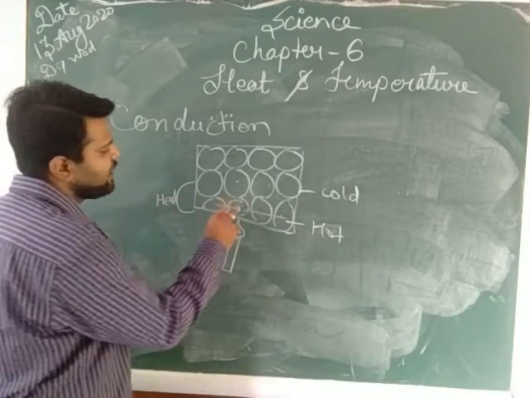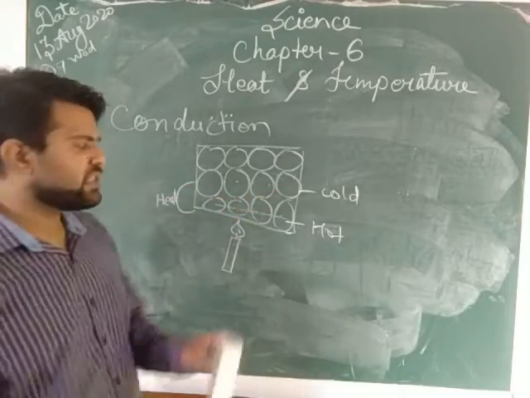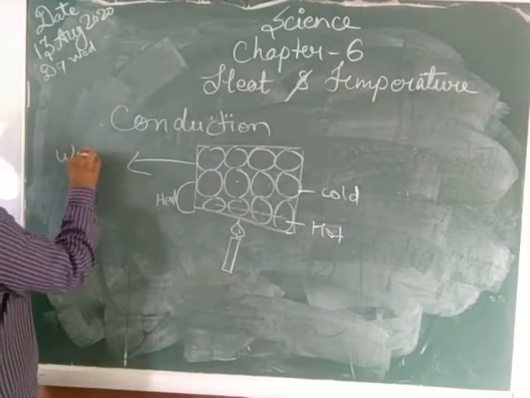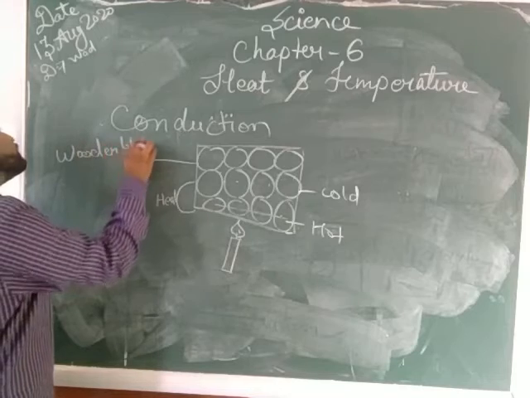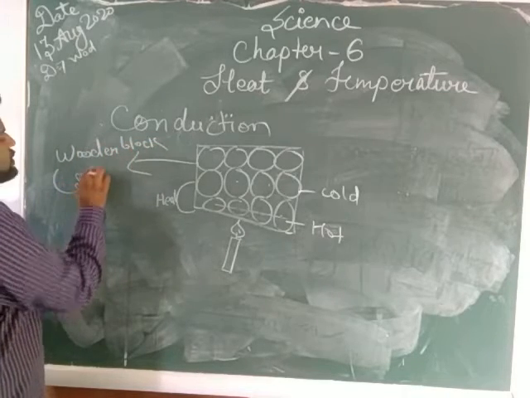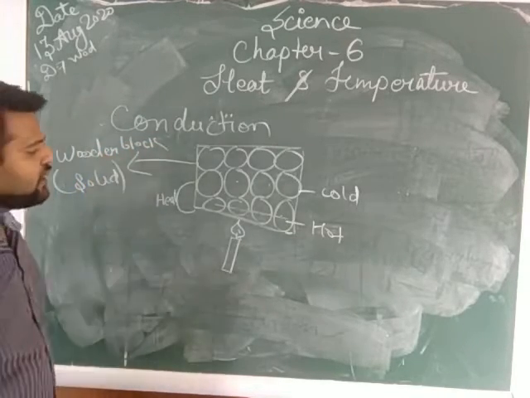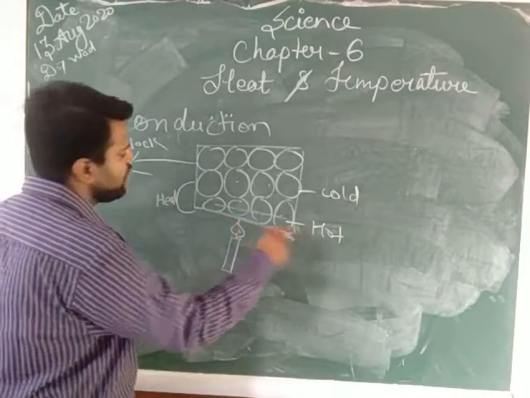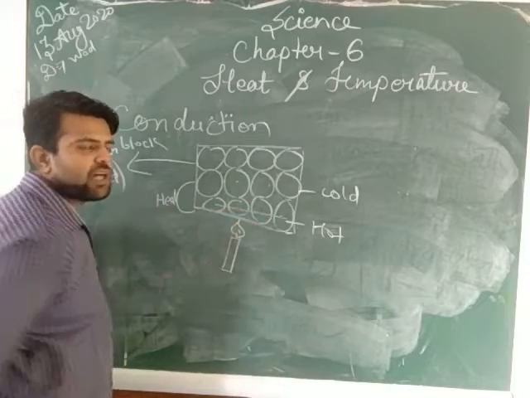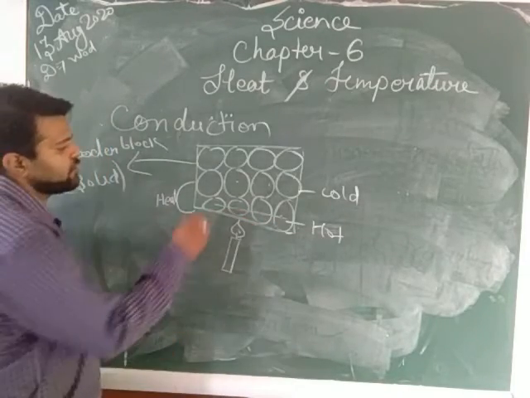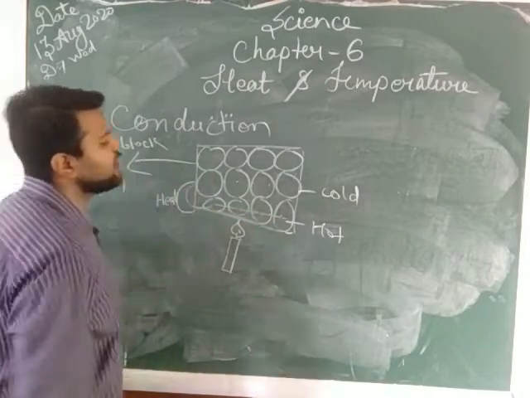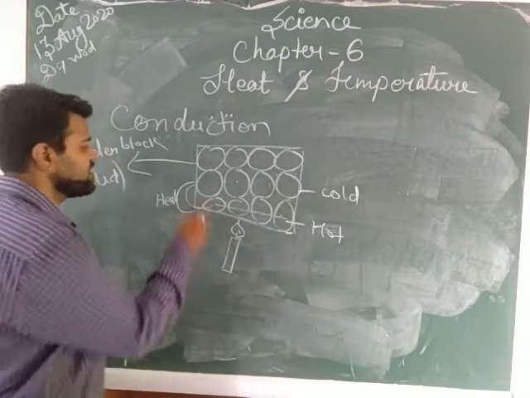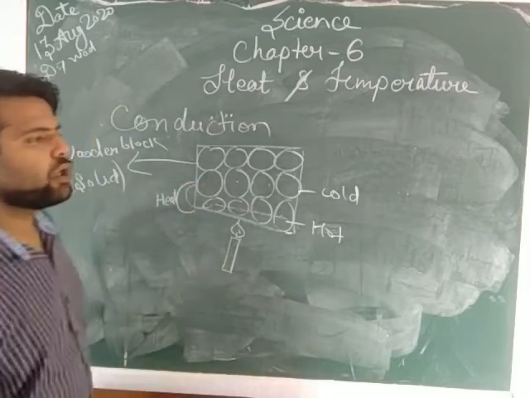As these are in contact with each other, this is a solid particle, a wooden block, which means wood is a solid. So whenever we keep a candle here and provide heat to the downside molecules, after some time heat will move from hot body to cold body. This is the property of heat: the energy will flow from hot body to cold body.